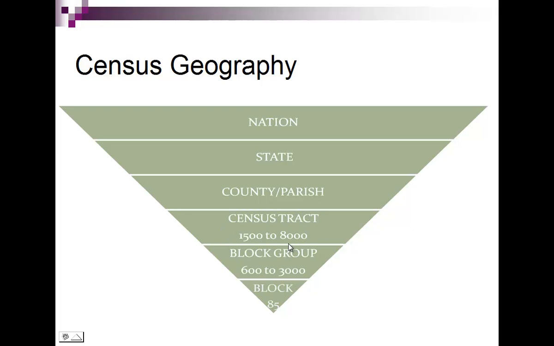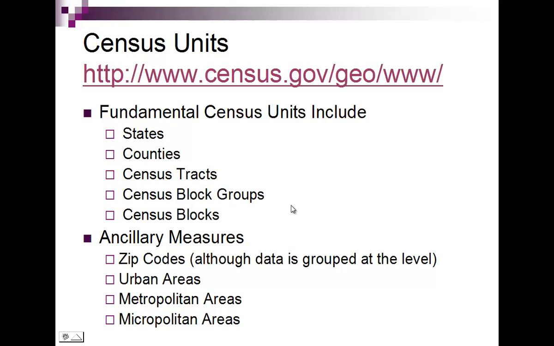So each tract will have about 1,500 to 8,000. Counties are going to range in size. Durham County has about 260,000 people in the county. Other counties are much smaller. So when we look at our census units, here we go from states, counties, tracts, down to blocks. Other ancillary measures, we might collect data at the zip code level, urban areas, metropolitan areas, or micropolitan areas, which are also polygons in shape.